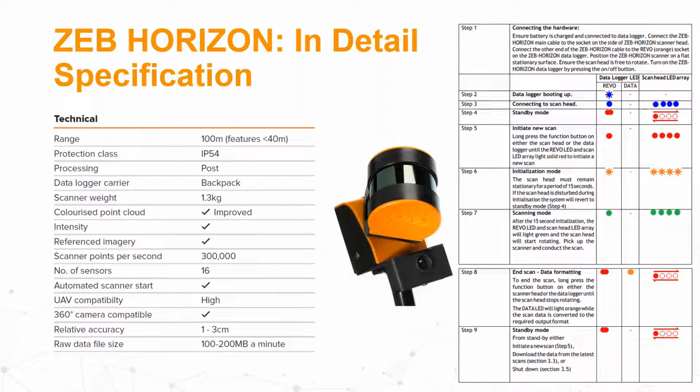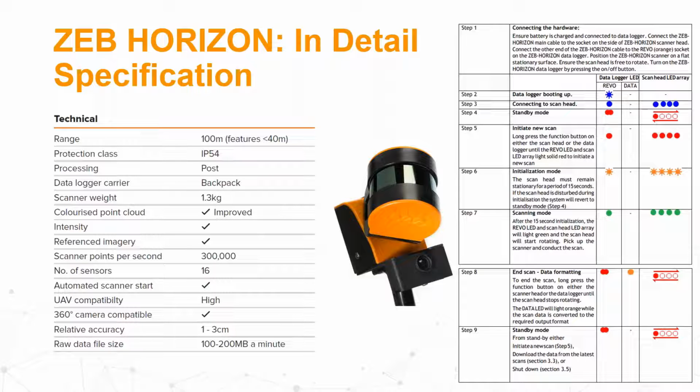Specifications of ZEB Horizon. It's one of the recent systems. The system is collecting 300,000 points per second and has a 100-meter range, with recommended distance from features being 40 meters maximum. It also makes it a great tool for using outdoors or even using with the UAV. We have a mount for a DJI Matrice 600. IP of the system is 54, which is higher than the RT system, but a little bit lower than standard Revo.